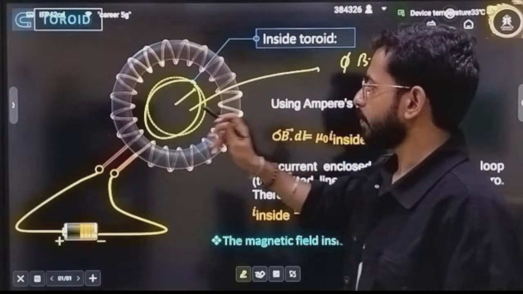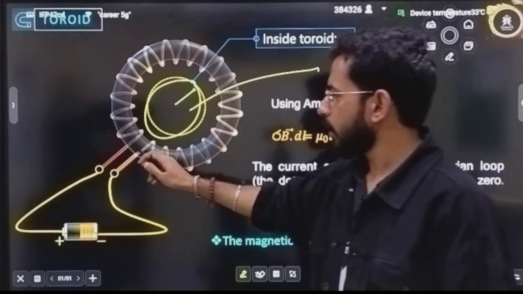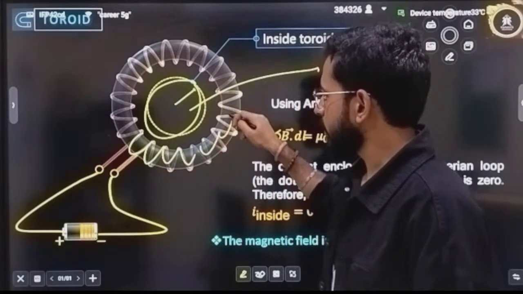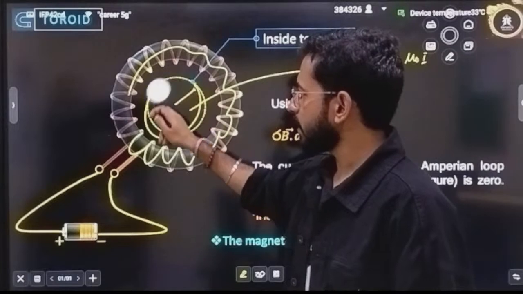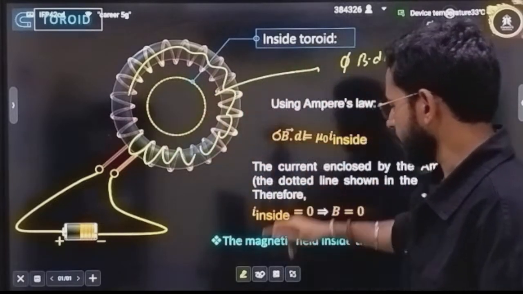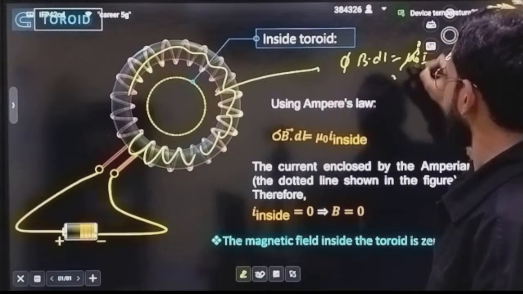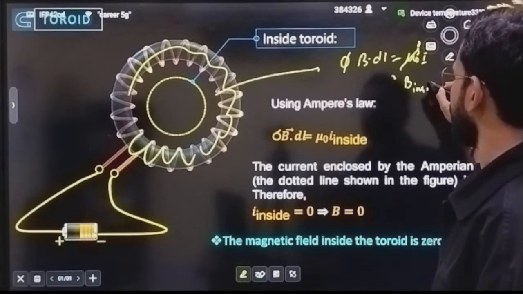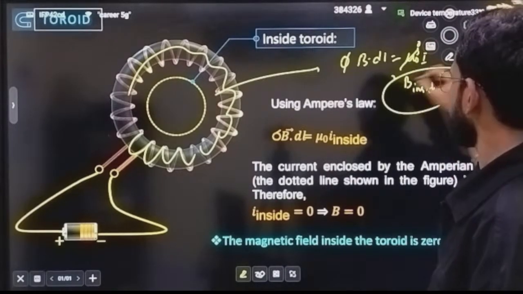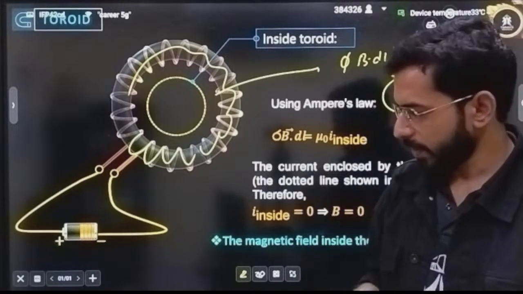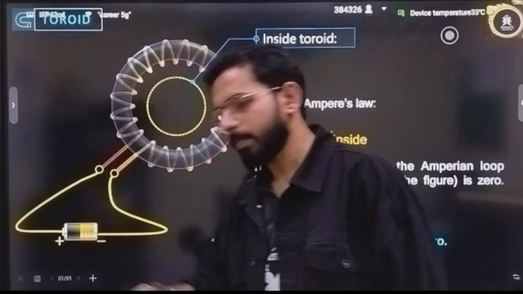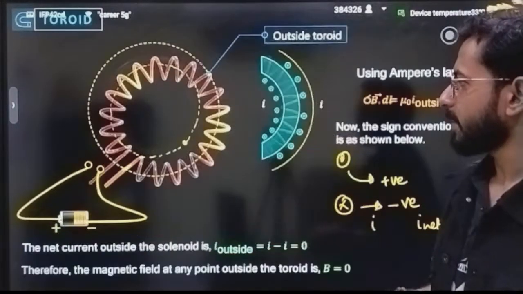The problem coming for the inside point: is there any current? No, because all the currents are moving through this wire that is bent. So I consider the net current coming inside to be 0. The net current that is coming inside is 0. That means the magnetic field at the inside portion of a toroid is equal to 0. Very good result. Why should we worry? Zeros are the best thing that can happen in physics, isn't it?